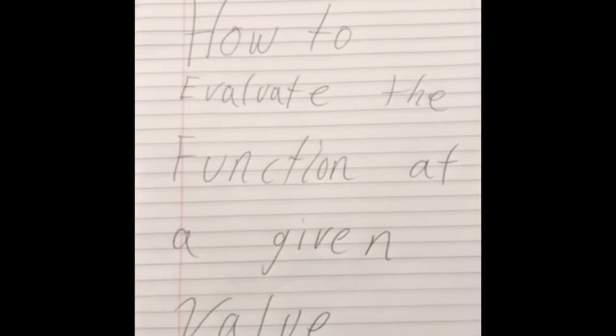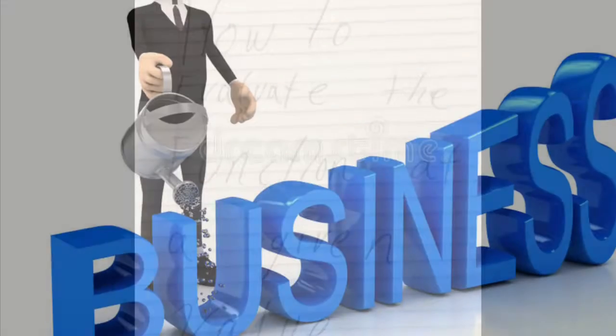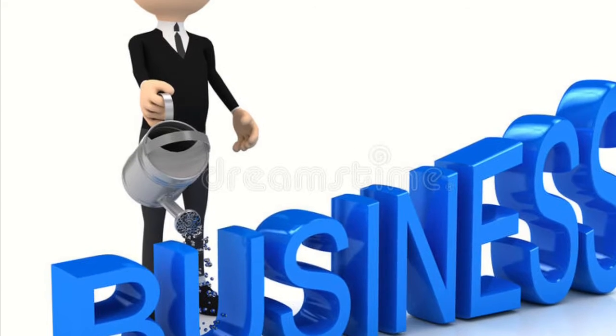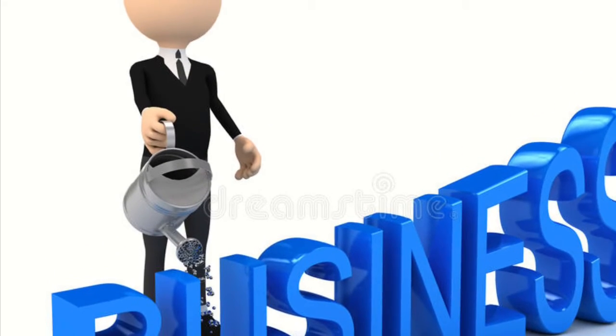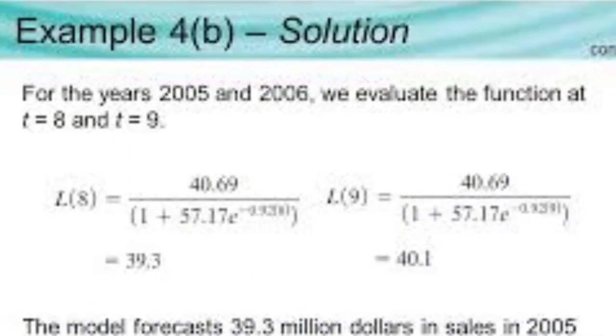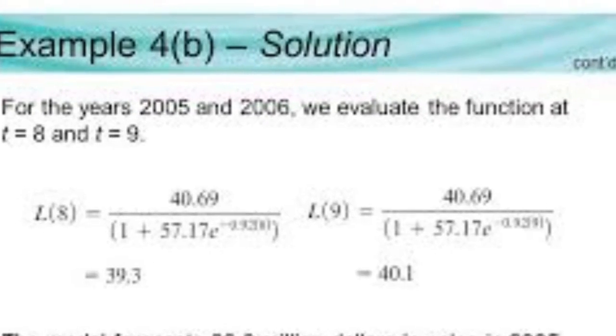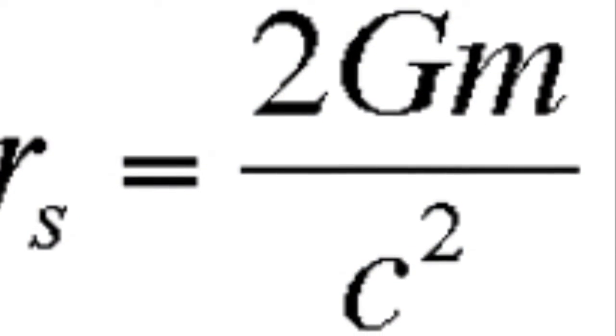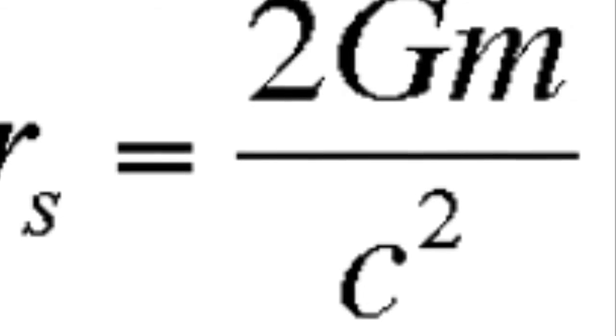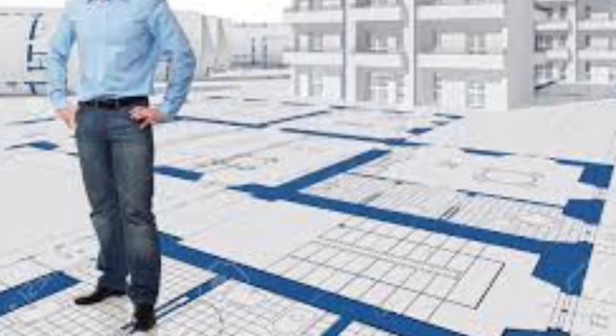How to evaluate a function at a given value. Knowing how to evaluate a function at a given value is very useful in the modern world. In business, it's used for things such as measurements and purchases. As a research scientist, one might use evaluating functions for portion sizes and combinations. In architecture, costs and measurements come into play often.